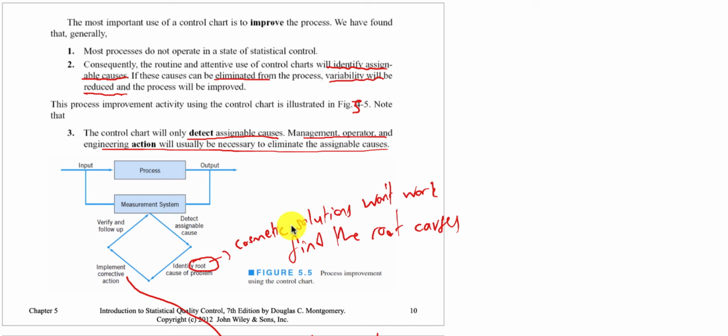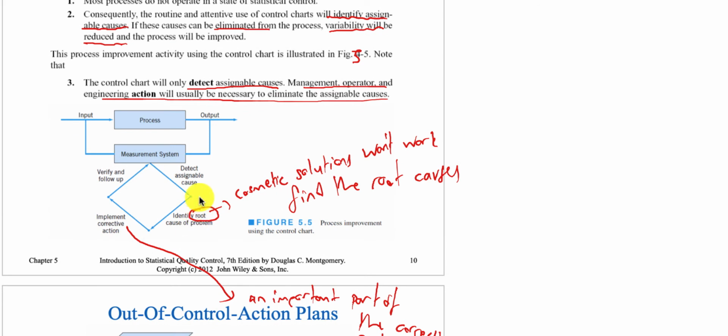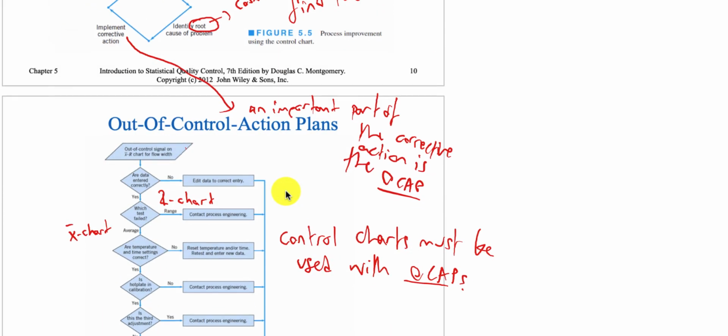Okay, so this is a typical roadmap. How can we use control charts generally for a process? Here, for example, if we are getting out-of-control points, we are going to detect the assignable causes, then identify the root cause of the problem, because otherwise it will be just a cosmetic, superficial solution. So we need to get rid of the root cause, then we can make a sustainable improvement in the process.